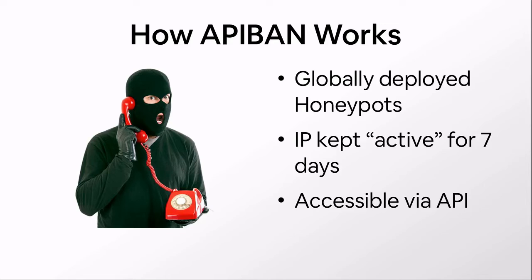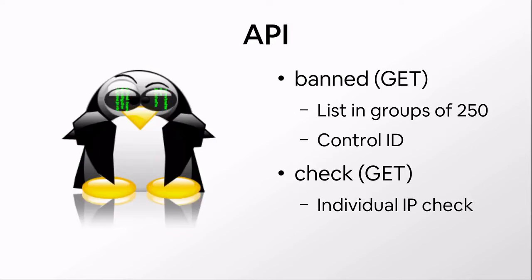When detected, we keep an IP as active for 7 days. Once an IP has run its course, it can be reactivated. Some of them reactivate themselves almost immediately. And when you check our API, all of the active IPs are returned to you. The API uses simple GET functions for retrieving all IPs or checking a specific IP.